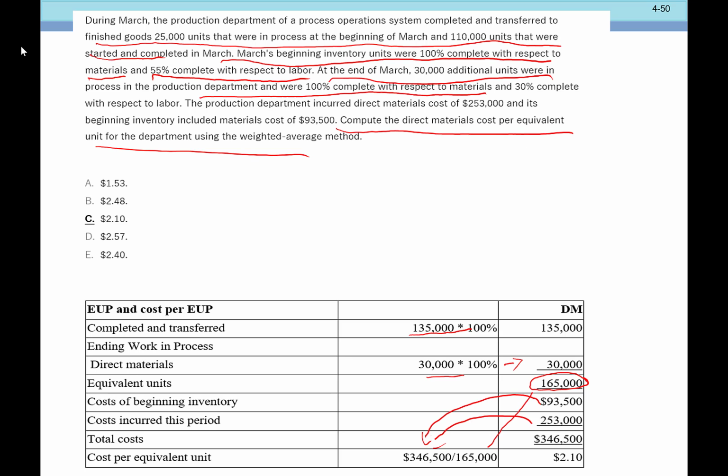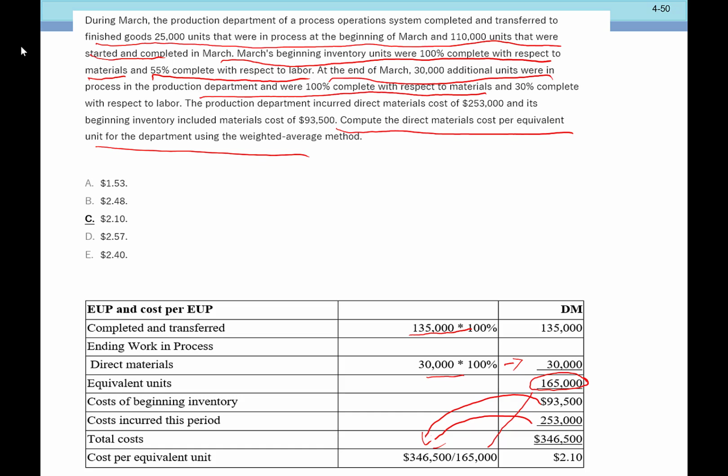Okay. Let's take a look at this one. And so this one has what? During March, the production department and process operations system completed and transferred to finished goods 25,000 units that were in process at the beginning of March. 110,000 units were started and completed. Again, a little bit of a different way of describing that, but I have to know to take the 25 plus the 110 to get 135,000 that were completed and transferred out.